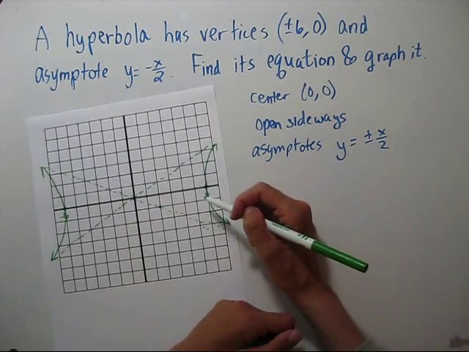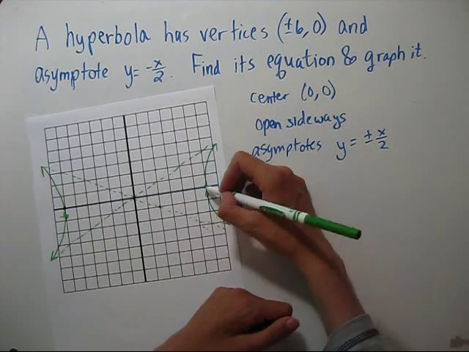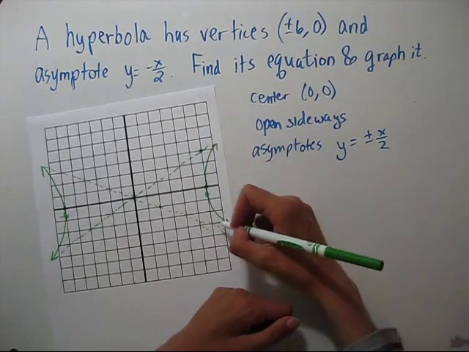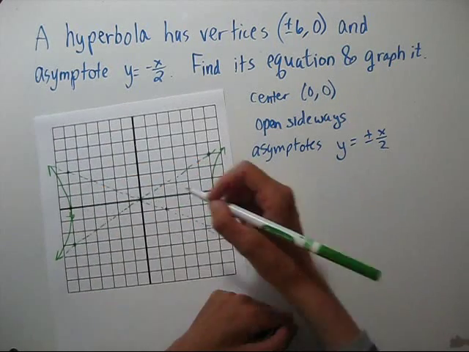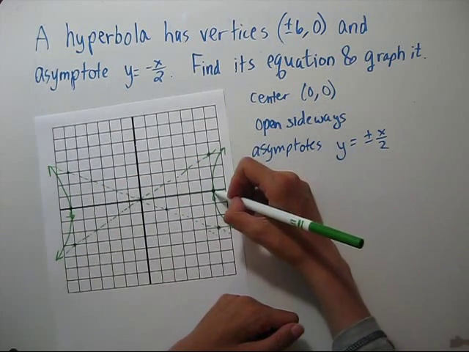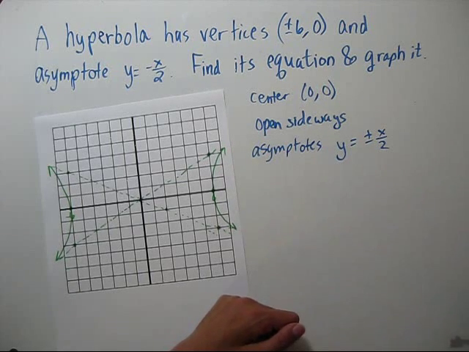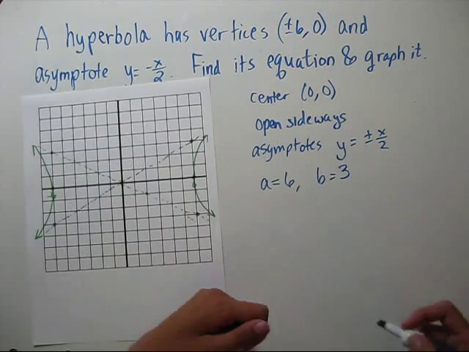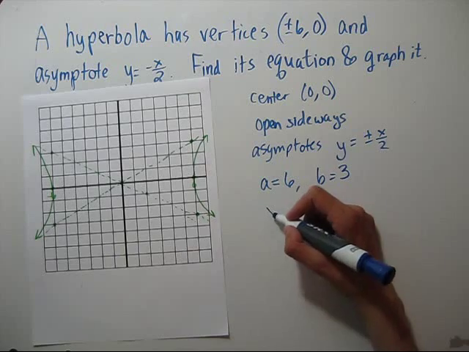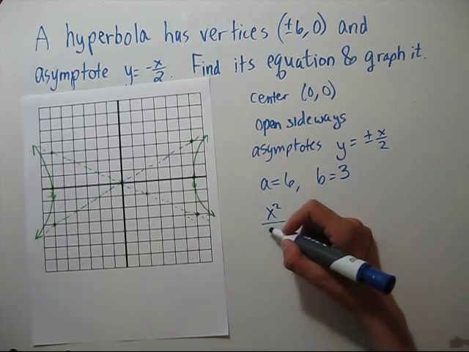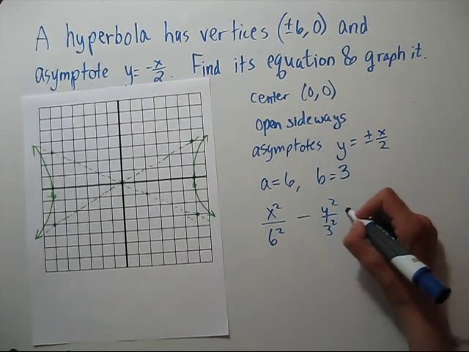Now, one of the ways to find the asymptote was to make a box, and you went over your a and then you go up b. And at 6, x over 2 was 3, so that means that our b is 3. We can write our equation now. It'll be x squared over a squared, because it's opening sideways, minus y squared over b squared equals 1.